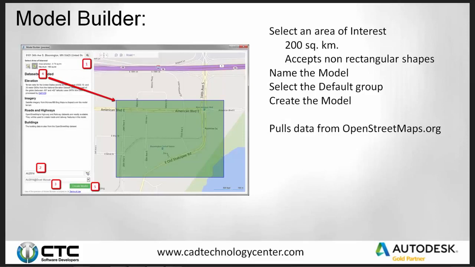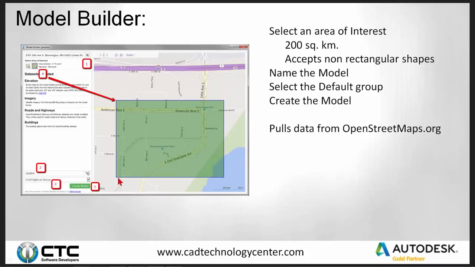The thing to know about the model builder is that it went from 150 square kilometers up to 200 square kilometers in the 2015.3 release, which was just released about a month ago, right after, God, about 2 months now. It's been since the middle of December. But in the 0.3 release, it will now actually take non-rectangular shapes.